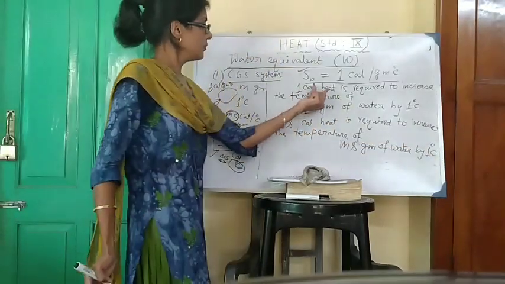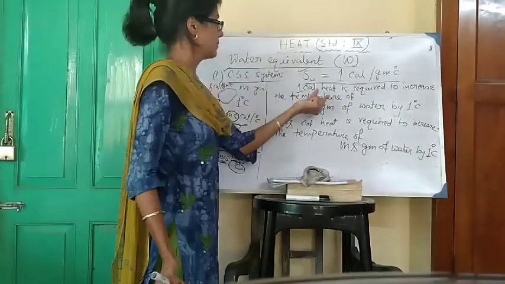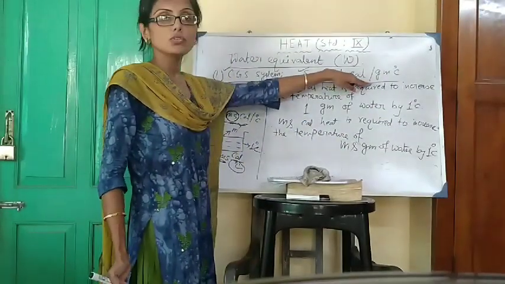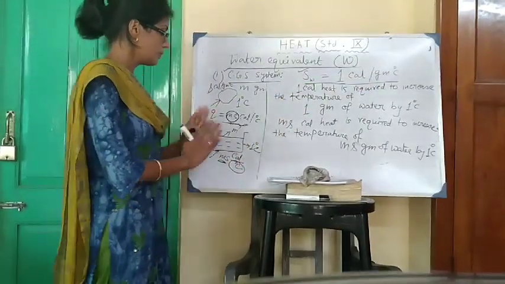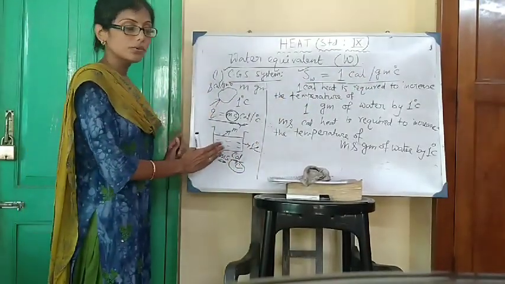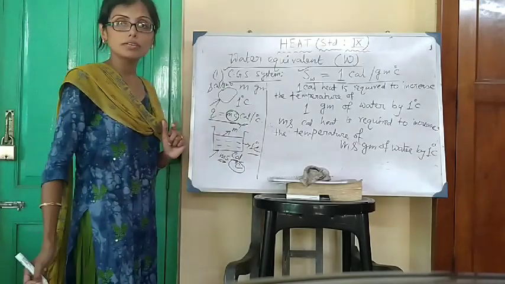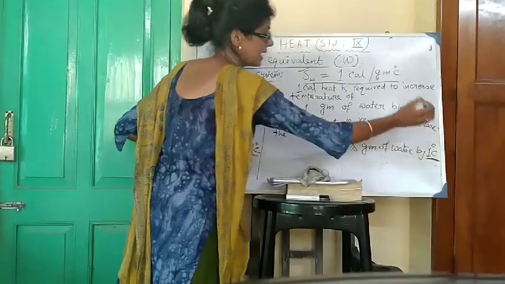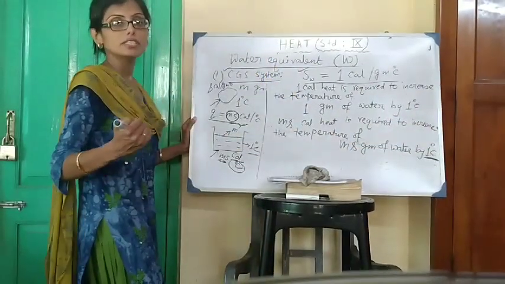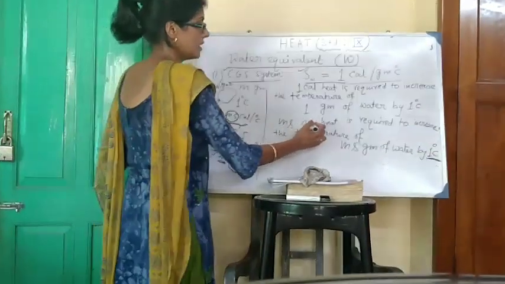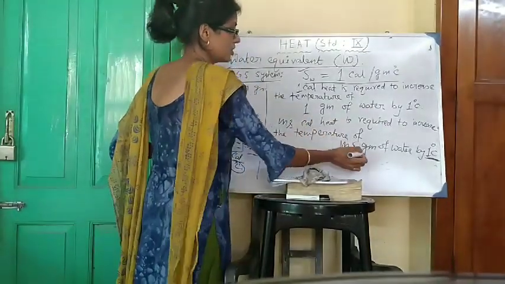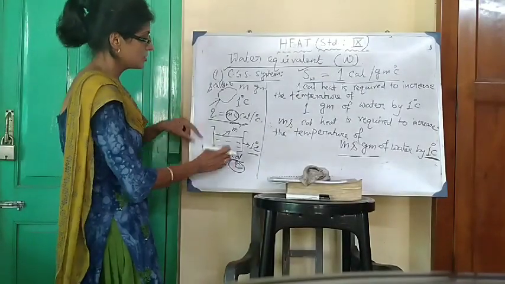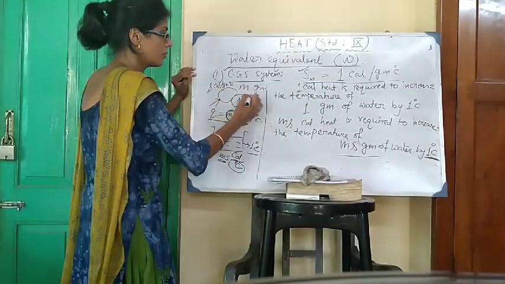Okay, so 1 calorie of heat is required to increase the temperature of 1 gram of water by 1 degree centigrade, according to the definition of specific heat of water. Apply the unitary method: because ms calorie heat is supplied to the water, the increase in temperature of the water is 1 degree centigrade. Keeping the temperature increase as 1 degree centigrade, ms calorie heat is required to increase the temperature of ms gram of water by 1 degree centigrade. So ms calorie heat is required to increase the temperature of the body by 1 degree centigrade.